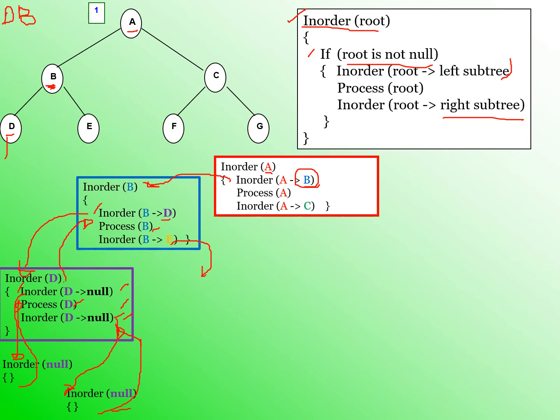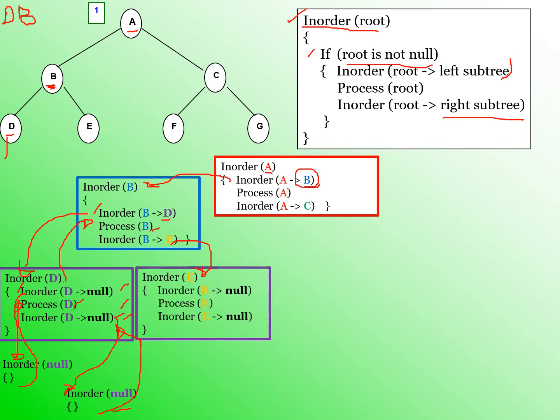So, tatawagin niya ang sarili niya, pero this time, ang root natin ay E. Okay? Now, E is not null. True. So, if it is true, then in order root referencing to left subtree. So, left subtree is null. Okay? So, tinawag niya ang sarili niya in order null.